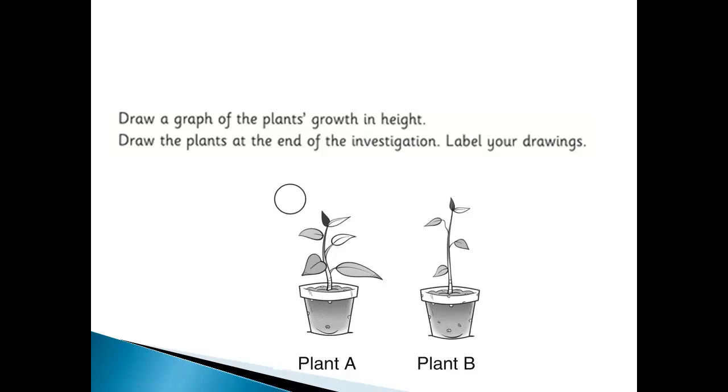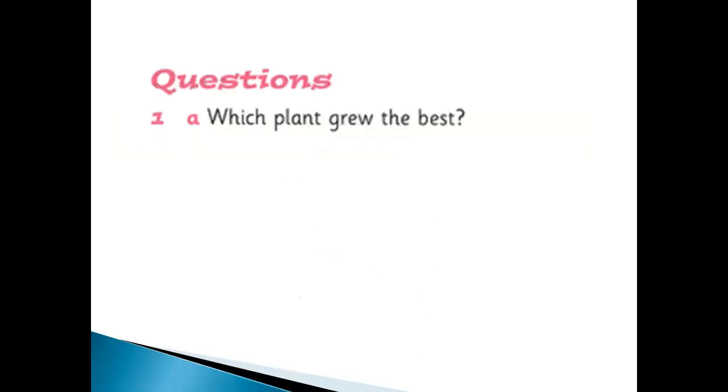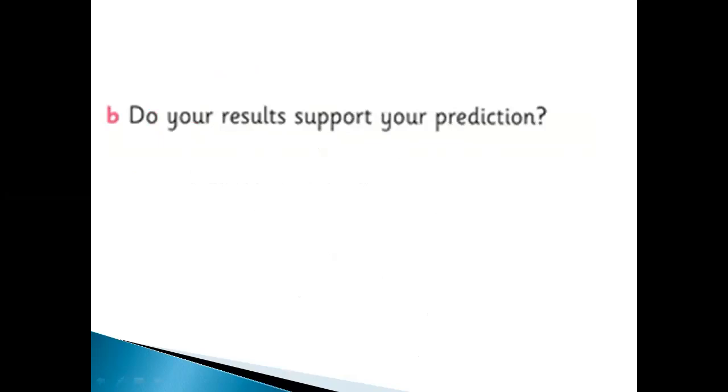According to this slide, we have questions in your learner book. Question number 1. Which plant grew the best? Plant A or plant B? So you know this. Plant A grew best. Plant A shows us a good result. Question number 1, part B. Do your results support your prediction? This you write from your side, according to you. If you make any activity, what do you think your prediction was according to your result?